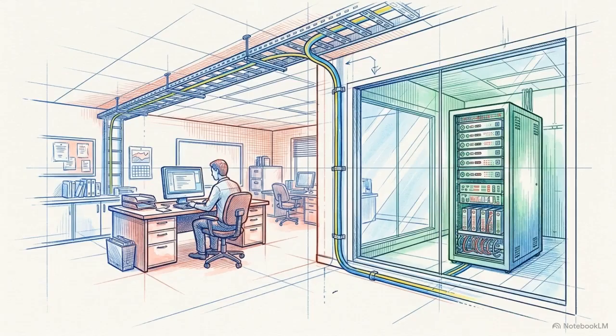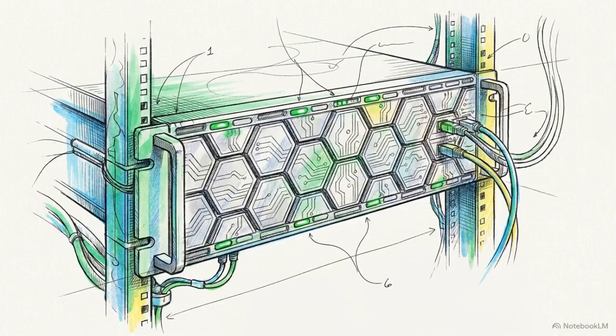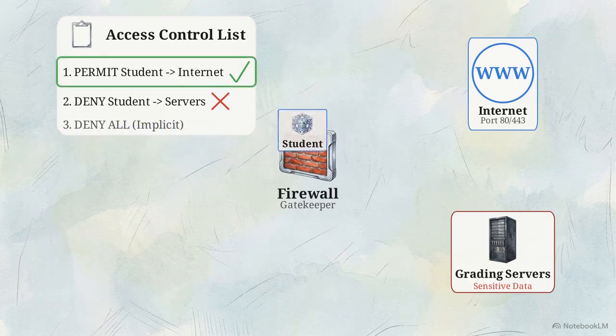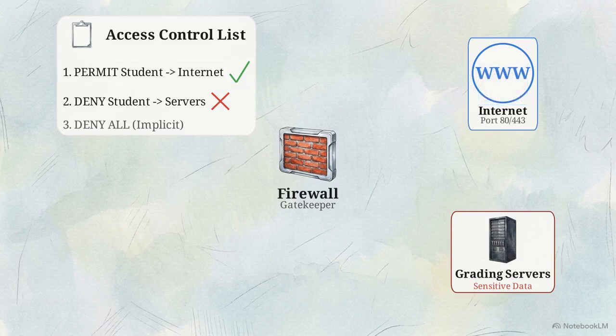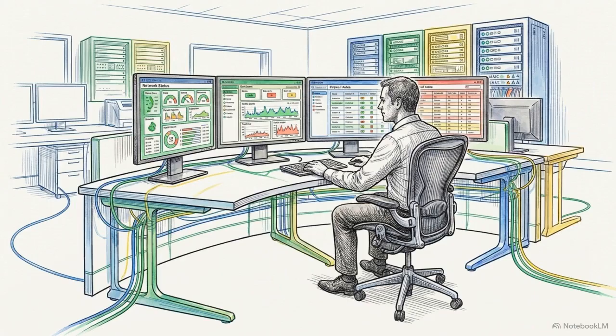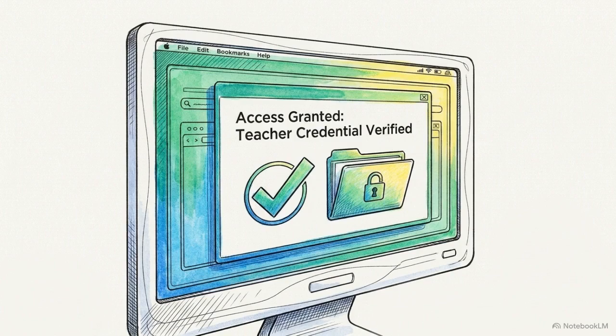If a device in one VLAN legitimately needs to talk to a device in another, that traffic must first pass through a firewall. The firewall acts as a gatekeeper, using access control lists to permit or deny traffic based on strict security rules. This architecture enforces the principle of least privilege. The firewall grants a student just enough access to reach the internet, but explicitly denies them any path to the sensitive grading servers. Combining segmentation with these targeted rules transforms the network into a controlled environment where access is granted only when it is strictly necessary.